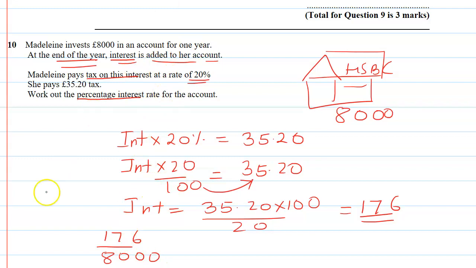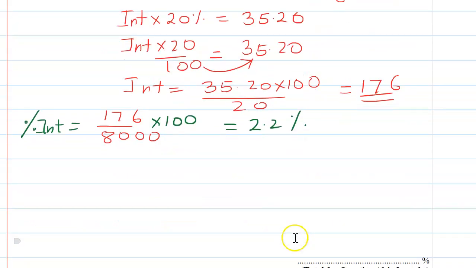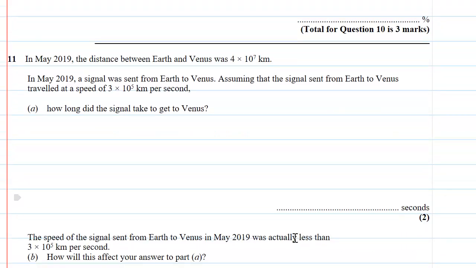So let's write down here percentage interest. 176 out of 8,000 and times by 100. If we solve this, it will be coming 2.2% here. Nice and easy. Next, we are going for question number 11.